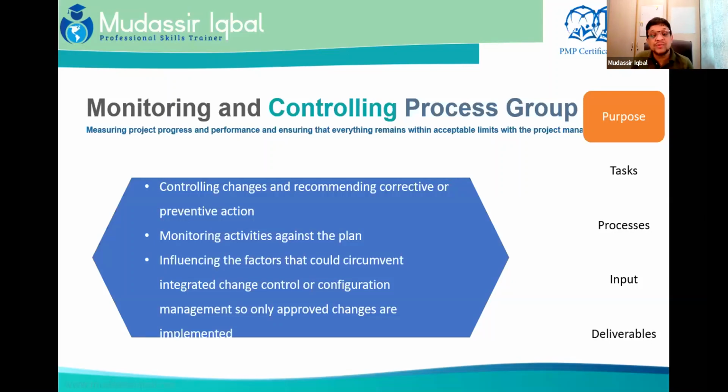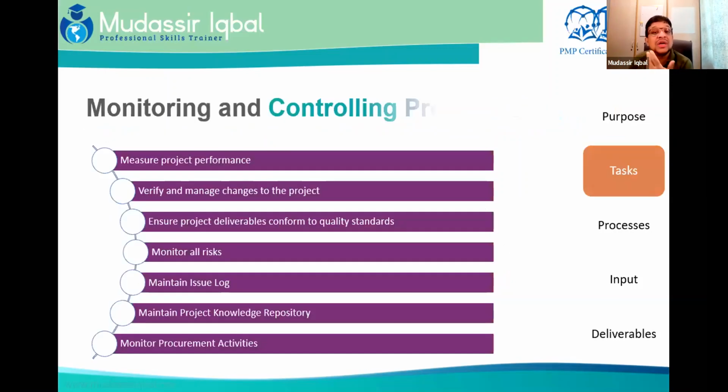The purpose of the monitoring and controlling process group is controlling the changes, accepting that changes will come and are required, but anticipating where the changes are coming from so that you can have a positive influence. Monitoring ongoing project activities against the project plan, and influencing the factors that could circumvent integrated change control. Whatever is coming has to go through integrated change control. This is the only way to make sure you are only working on approved change requests, and the change requests which are not approved are not implemented. So you don't need to face gold plating, scope creep, or contested changes, something that you have done and the clients are not willing to take and do the job.